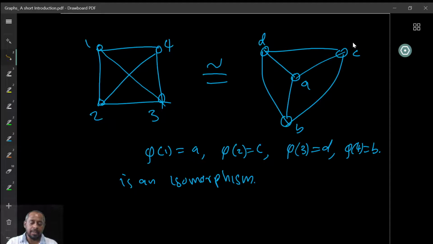In fact, any injection is an isomorphism because it is automatically a bijection which preserves the edges because they are complete graphs. But this is not true in all cases except for complete graphs.